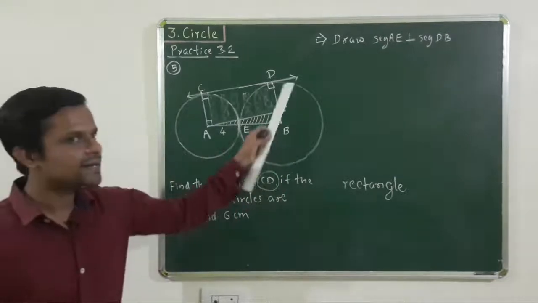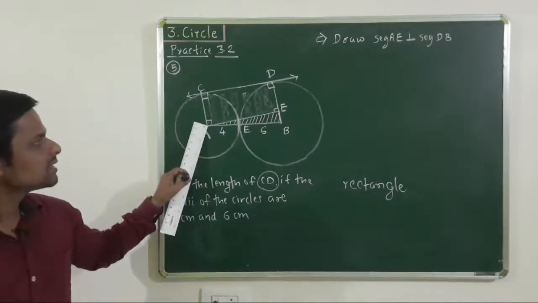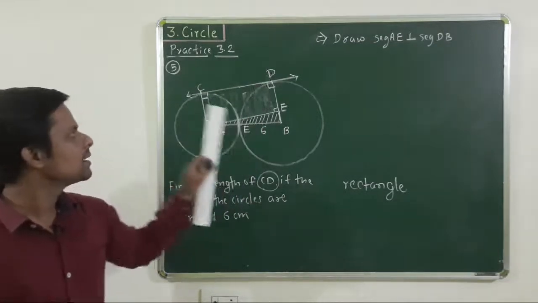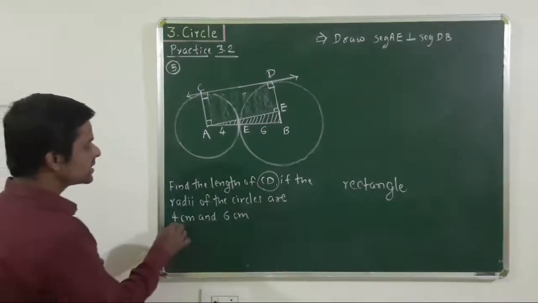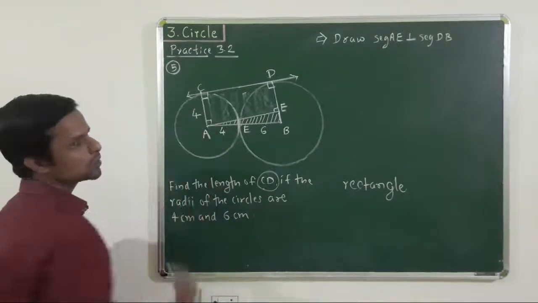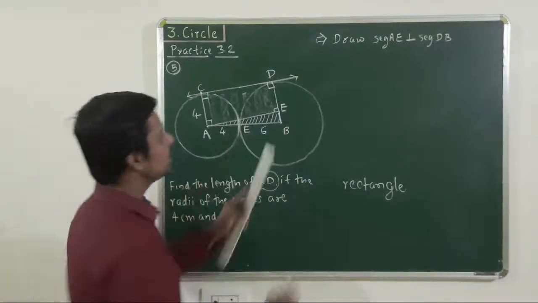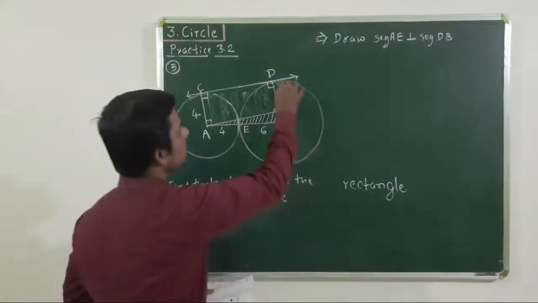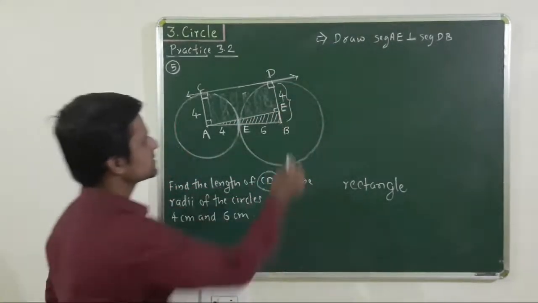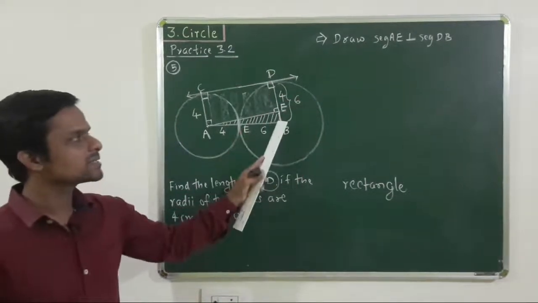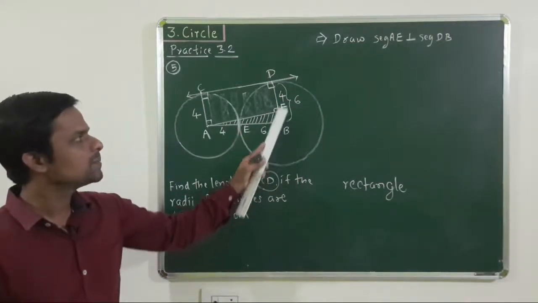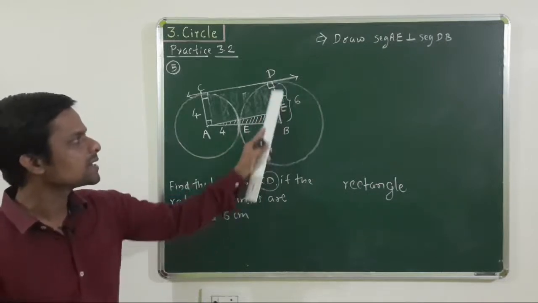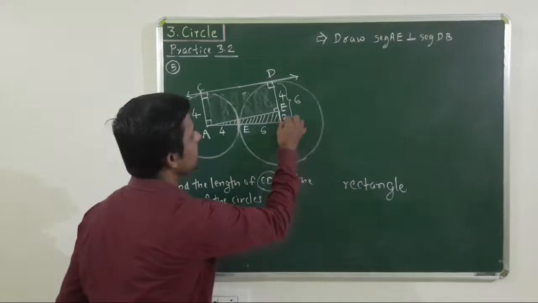Now since this is a rectangle, CA is congruent to DE. But what is CA? CA is nothing but the radius of the smaller circle, that is 4. Now CA is 4, so DE will be 4. And what is DB? That is the radius of the bigger circle, given as 6. Therefore, what will be EB? EB is equal to DB minus DE, that is 6 minus 4. Therefore, EB will be 2.